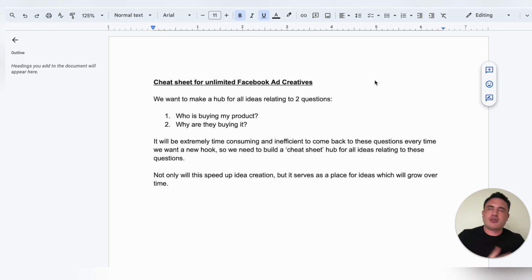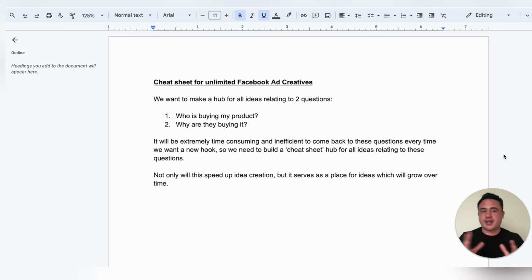If we're trying to target people and specific pain points with creatives, it's going to be extremely time consuming and inefficient to come back to these two questions every single time, have a think about it, go back to square one, and think of a new idea to go with and build on from there. So what we want to do is make a cheat sheet that can be a hub for all of these ideas. Not only can we go back to this cheat sheet and start from the ground up again, thinking of a new idea and carrying that forward, but it's also something that's going to grow over time and speed up idea creation.